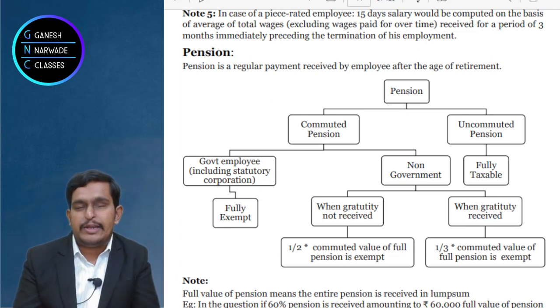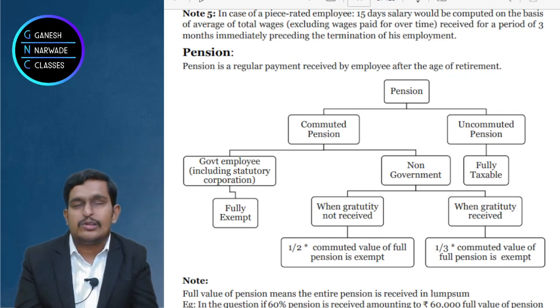4 lakh into 1 by 2, when? If you are not receiving gratuity. 4 lakh into 1 by 3, when? If you are receiving gratuity, will be exempt. Okay, this way you should think actually. If you don't think this way, then you will make a mistake.